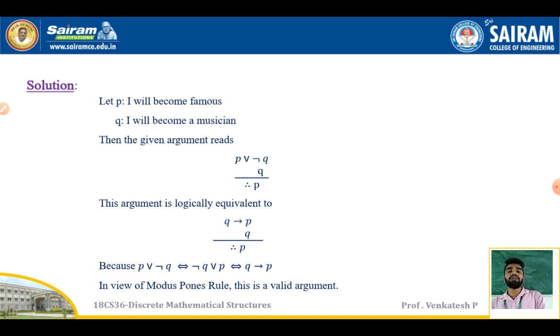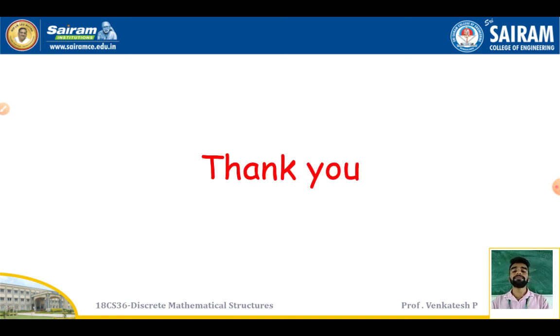Okay, this argument is logically equivalent to if Q then P. So we can read the conditional statement if Q then P in terms of P or negation Q, right? So I am going to replace the statement here. If Q then P, then it is Q, therefore I will be getting P. This is because P or negation Q is equivalent to negation Q or P, and it is equivalent to if Q then P. And in view of the modus ponens rule, this is a valid argument. So hence by using the rules of inference, we can conclude that the given statements are valid arguments here. Thank you.